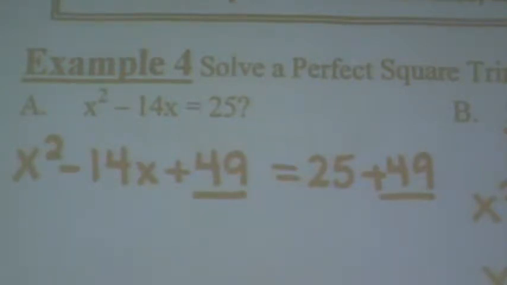Okay, now, tell me where 49 came from. How did I get 49? You took half of the middle term and you squared it. Don't double it, you square it.